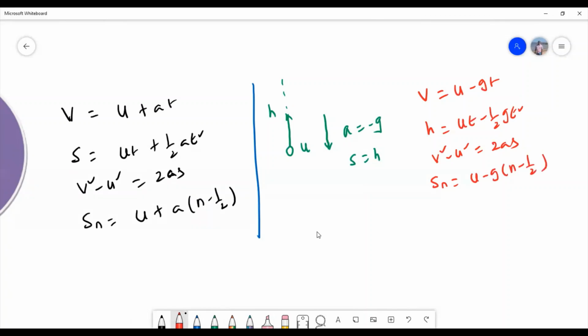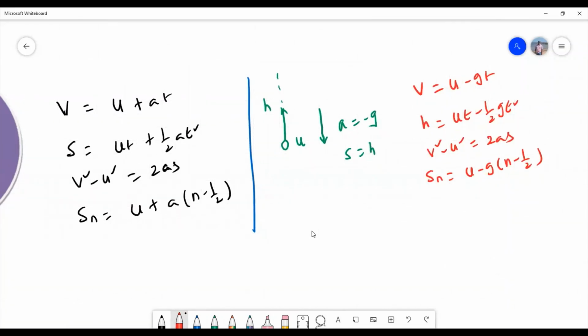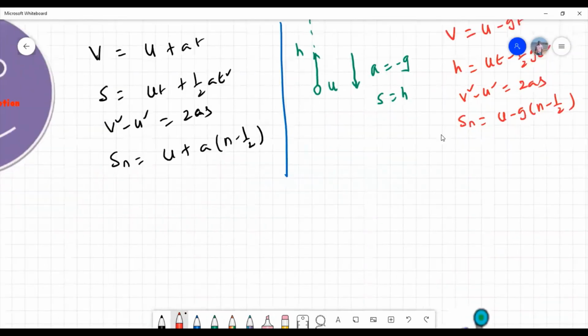So we are not writing any new equations here. We are just substituting the required conditions. For a vertically projected body, that is, as it is going against gravity, in the place of a put minus g, and in the place of displacement put h, and you will get all the equations.